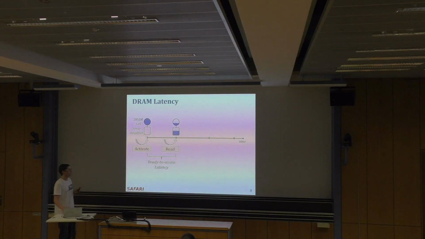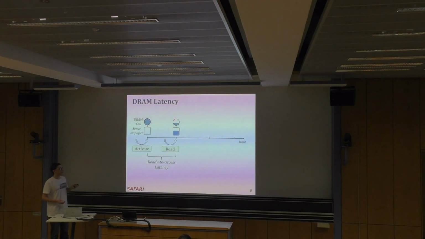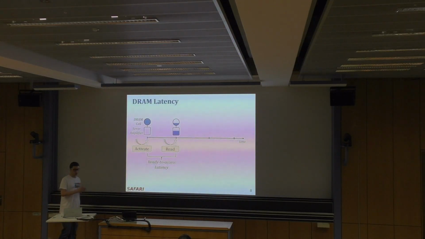This process is defined not such that the cell is fully restored, but it is only restored enough to a point where it is safe to perform the read and write operations. So at this point in time, where we can issue a read operation, this DRAM cell is not fully restored, or doesn't have to be fully restored, but it's restored to a point where it's safe to perform the read and write operations. This timing difference between activate and read, which the memory controller has to satisfy, we will refer to as the ready-to-access latency.